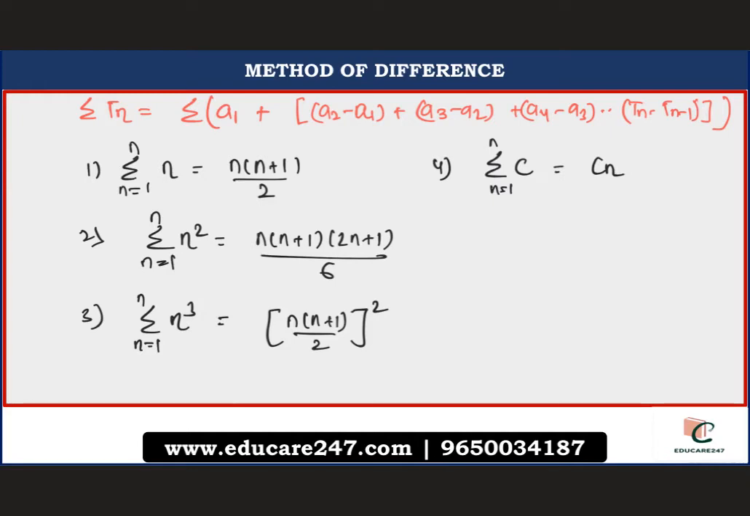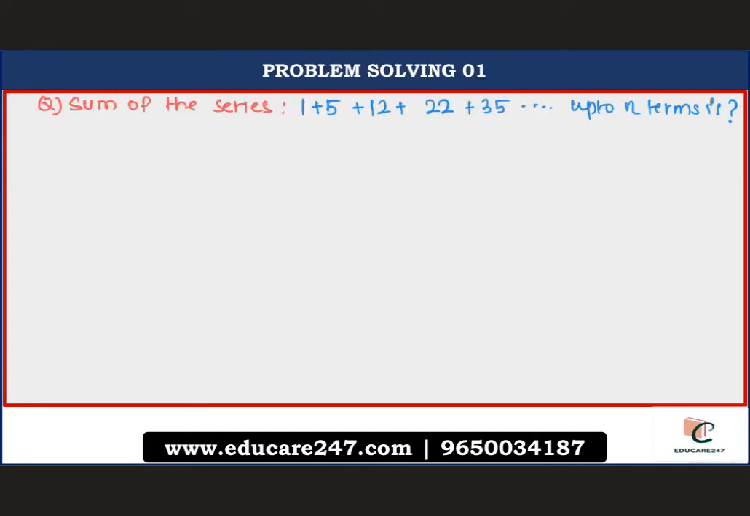Let us now see an example on this type. Let us now have a look at this question. Sum of the series 1 plus 5 plus 12 plus 22 plus 35 up to n terms is. If you observe, this is a special series because you cannot find any specific pattern. But if you take the difference, you'll have 4, 7, 10, and 13. So you can observe this is plus 3 and plus 3. So this is an AP with a common difference of plus 3. So we know that this is a special series and hence can be solved with the method of differences.